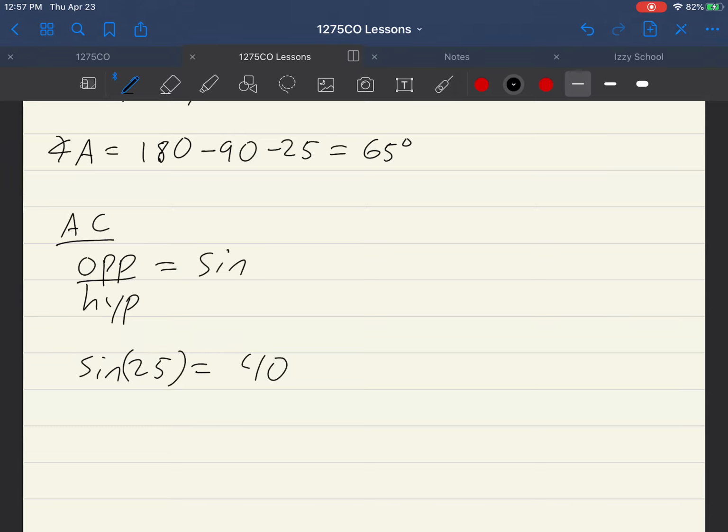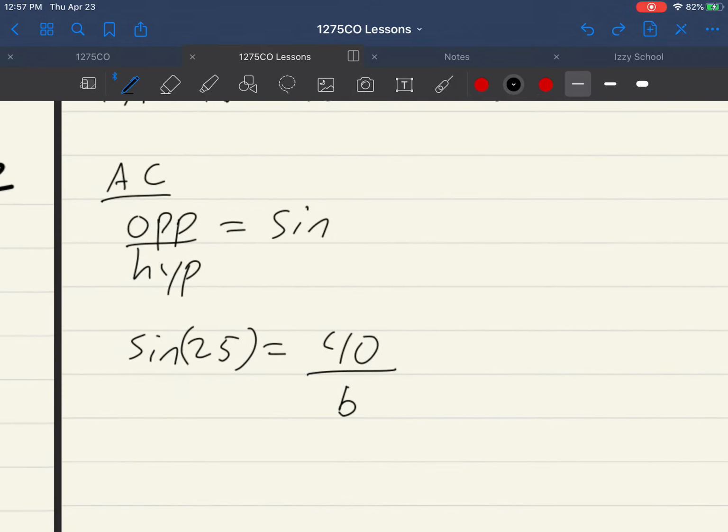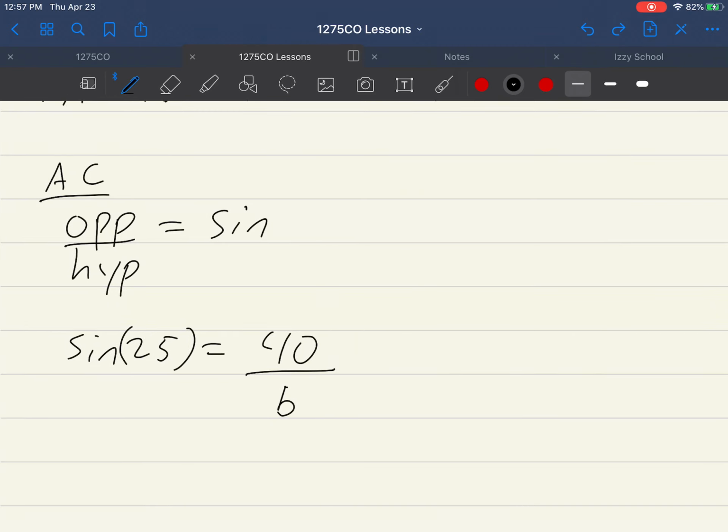Right? Since our angle is equal to 25, that means the sine of 25 degrees is equal to the opposite value of 40 over the side AC, which we'll call B. 25 is the angle. So these are our knowns and unknowns. The sine of 25 degrees is equal to 40 over B. And then we can solve for B here by cross multiplying.